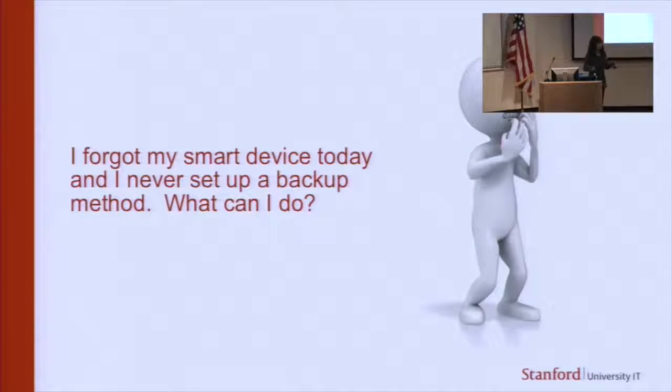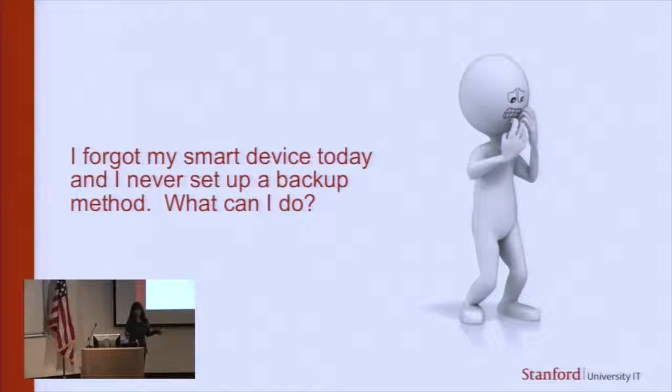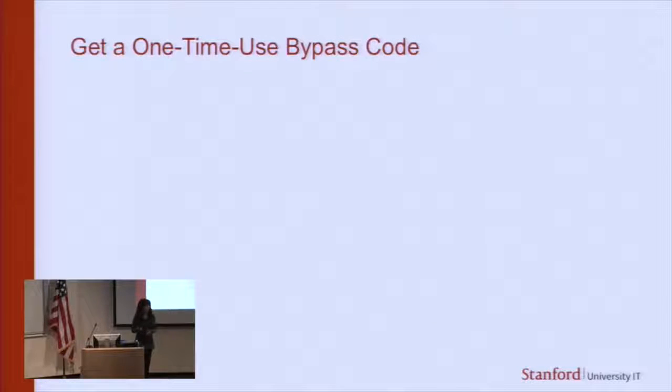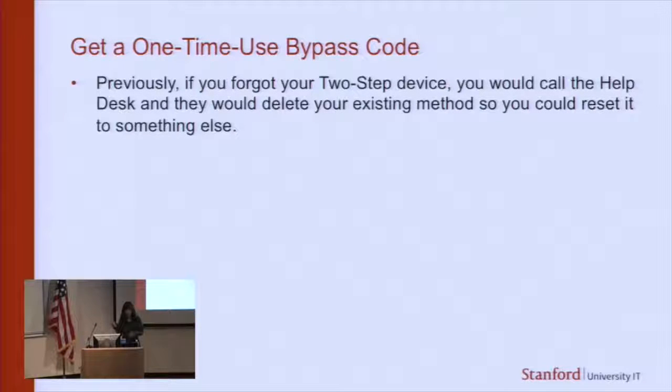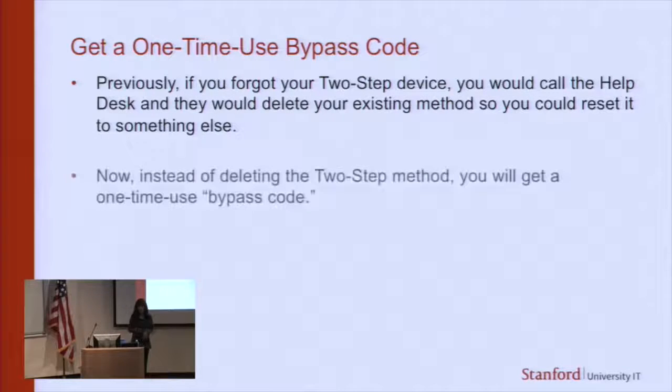So now I forgot my smartphone device. I don't have a backup method. I need to get into Access. I want to get my W-2 form. How do I get a code? There's this new option called the one-time use bypass code, which allows you to just get a one-time use code. Previously, you had to call the help desk, and they had to wipe out everything that you did in accounts and have you start all over again, setting up a default device. But now you can go in and get this one-time bypass code.